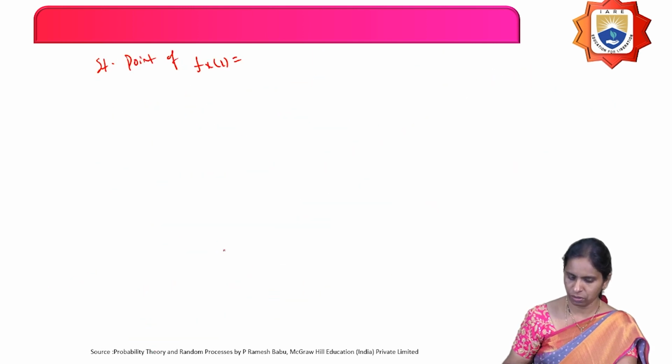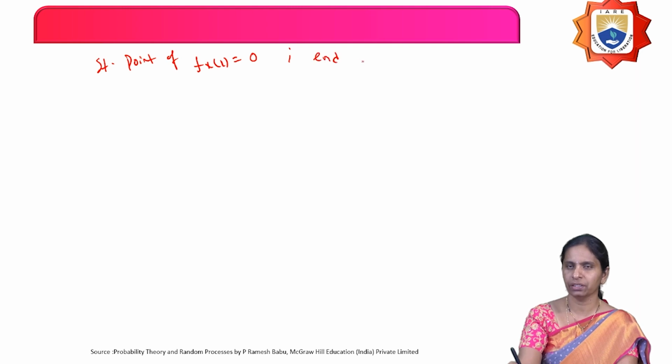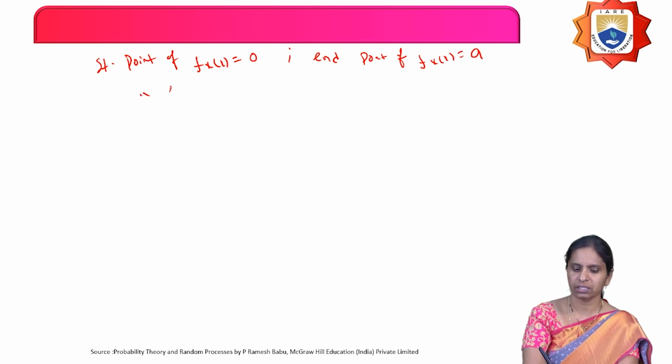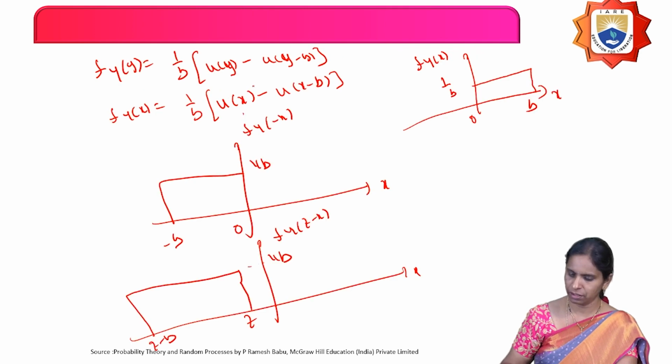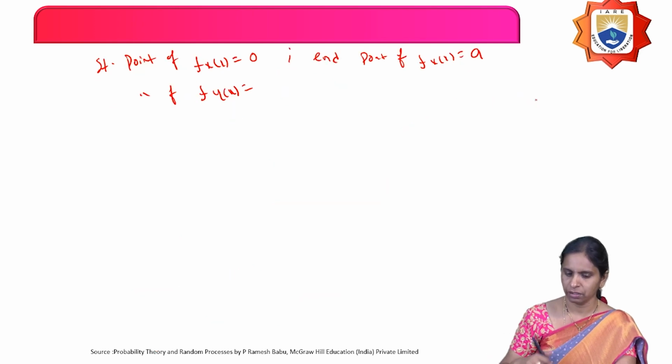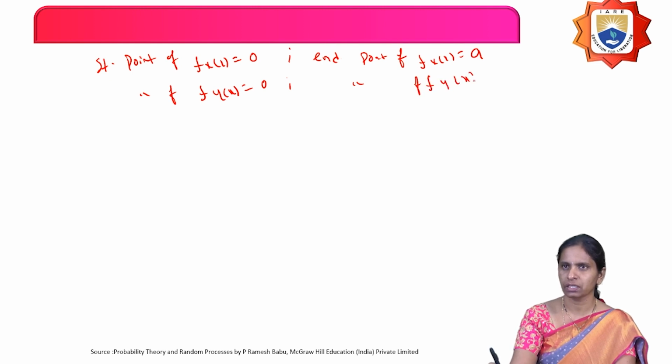A. So the starting point of the density function is 0, and the ending index of fx of x equals to what? A. Similarly, what is the starting index of fy of x? Here if you observe, this is 0. And what is the ending index here? B. Therefore, this is 0. And what is the ending index of fy of x equals to what?